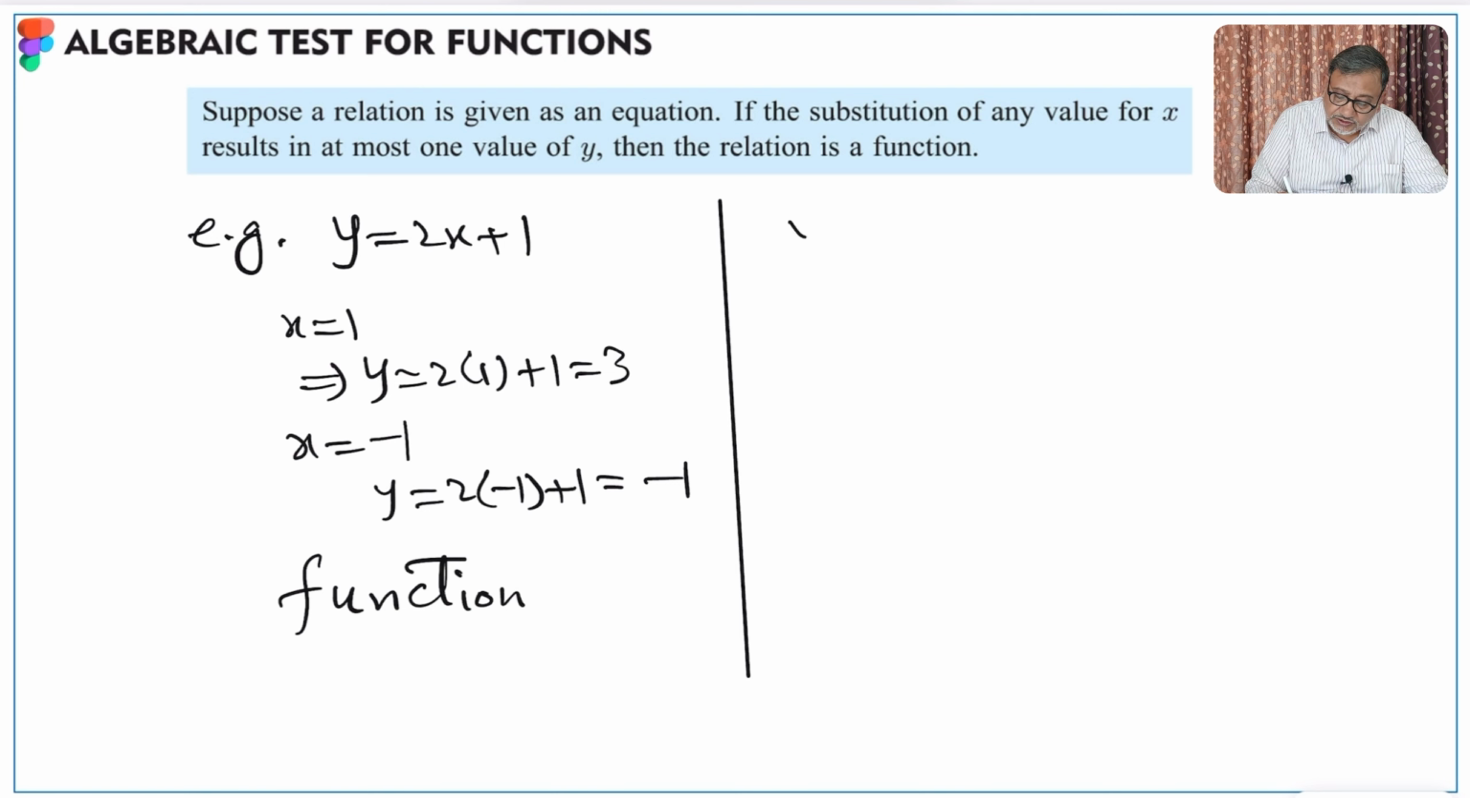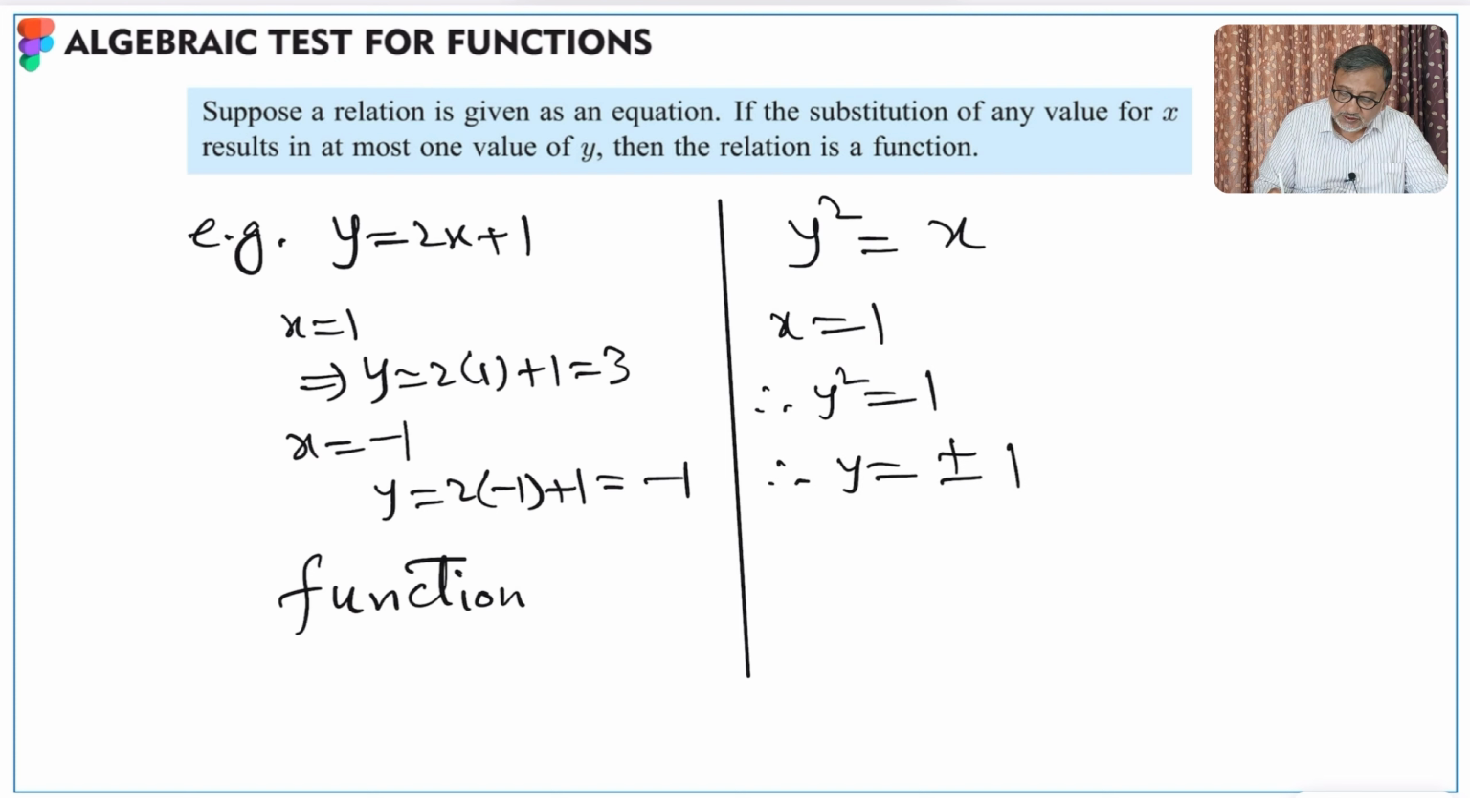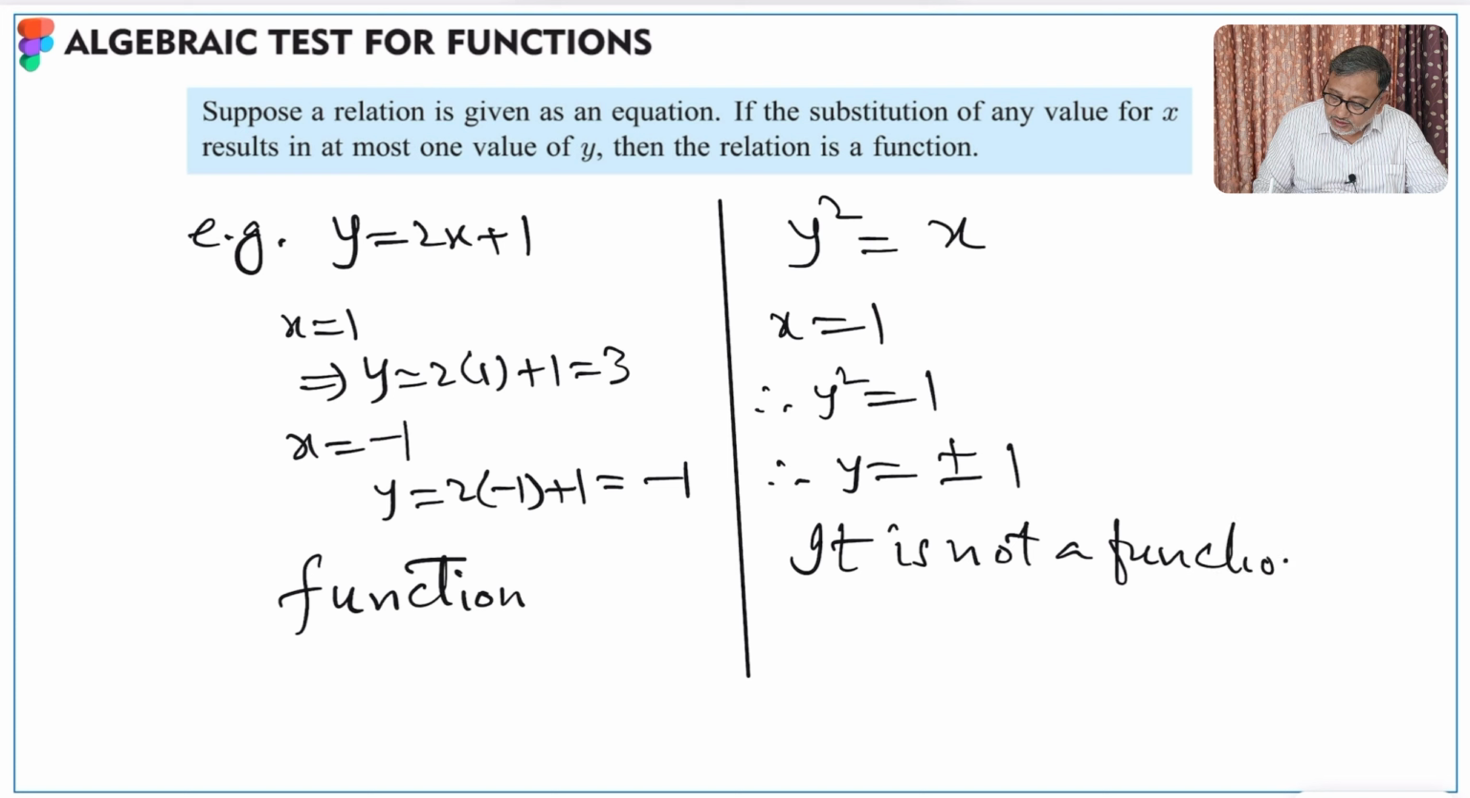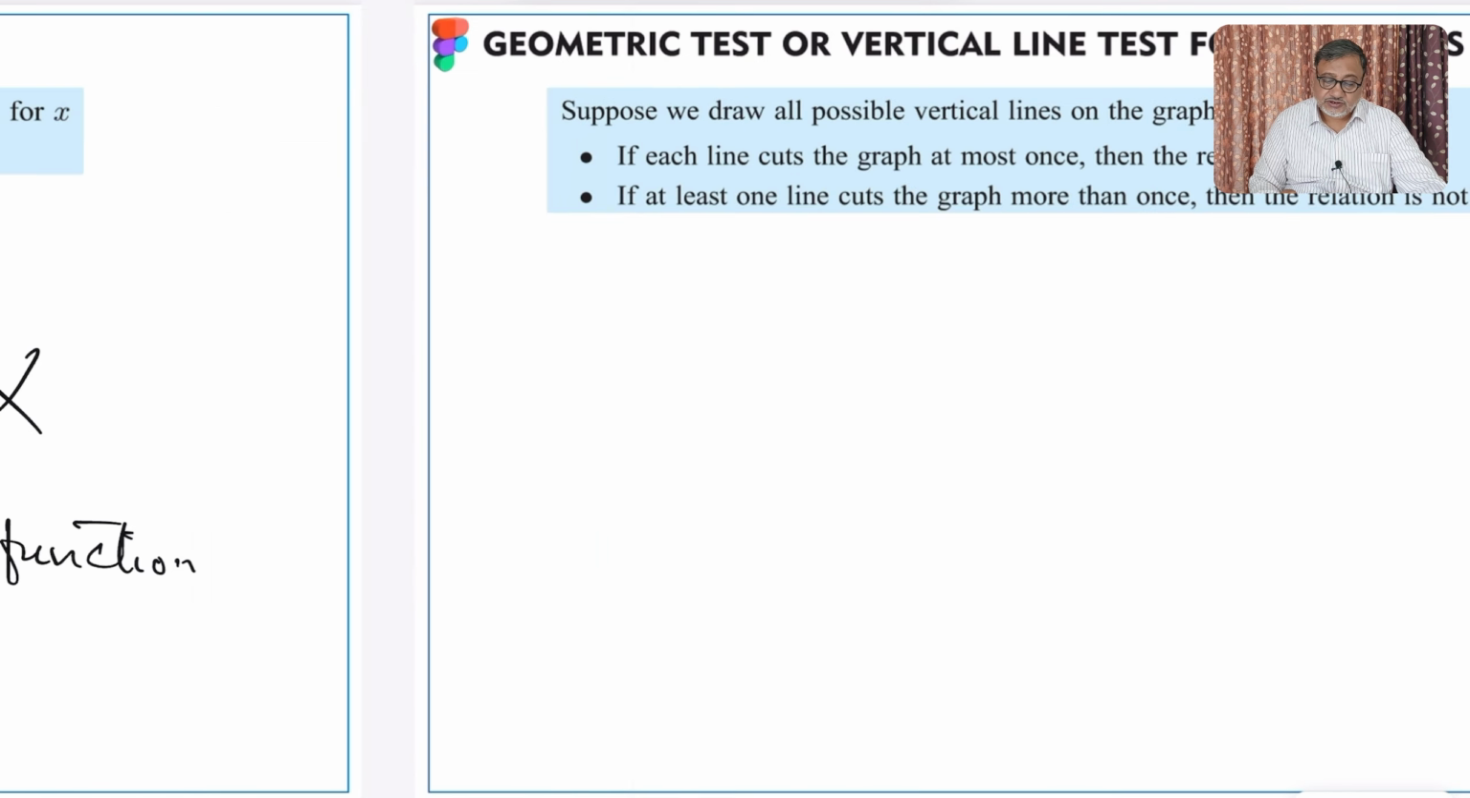Now I will choose another example. Y square is equal to x. So x is equal to 1 I will choose. So therefore y square is equal to 1 and therefore y will be equal to plus minus 1. Okay. So this one value of y concept, at most one value, is not satisfied here. Here we are getting two values. Therefore, it is not a function. Right? Not a function. This is a function. I hope you understood this.